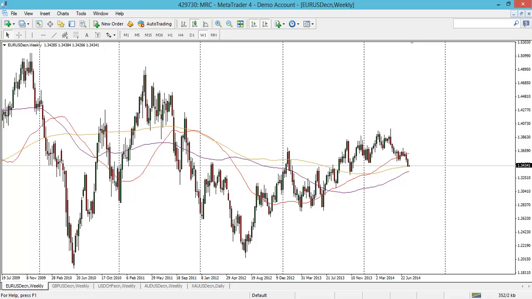For any new followers out there, we have 3 moving averages on each of these charts. The red one is a 50 simple moving average, the purple is a 100 simple moving average, and the gold is a 200. And I'll not make any trade calls or recommendations in this video.